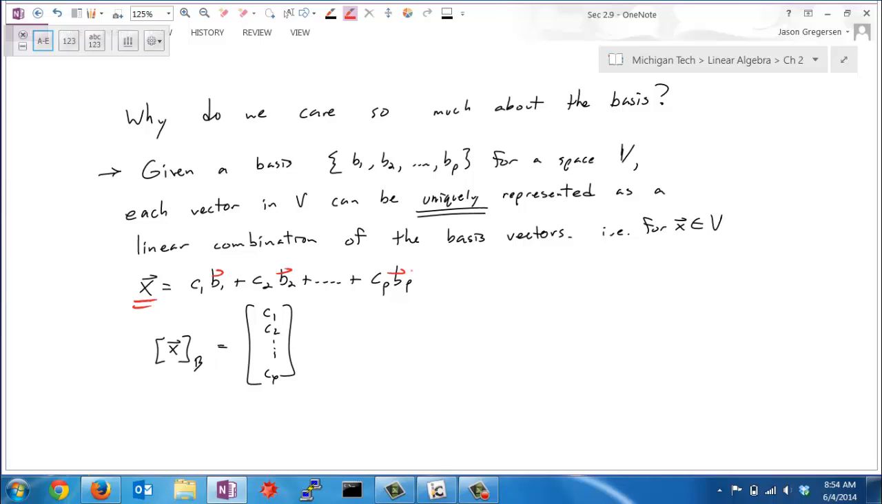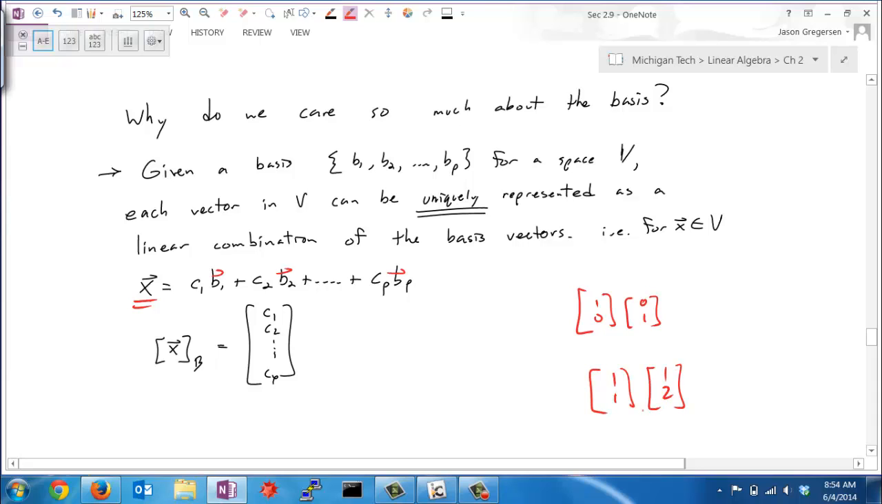I mean, just think of R2. Here's a basis for R2. This is, in fact, my favorite basis. Those two vectors are linearly independent, and they span R2. But here's another one. Certainly another basis. They're linearly independent. They span R2. So they're both bases.